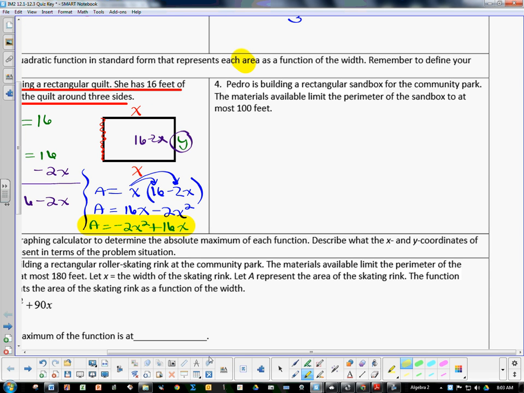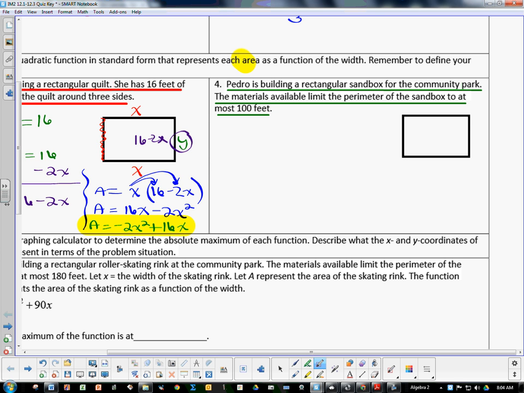It's almost the same. Let's read this carefully. It states here, it says, Pedro is building a rectangular sandbox for the community park. The materials available limit the perimeter of the sandbox to at most 100 feet. Now keep in mind, what's at most mean? Well, 100 is the most amount of perimeter that we can work with here.